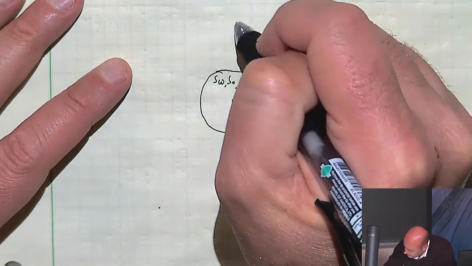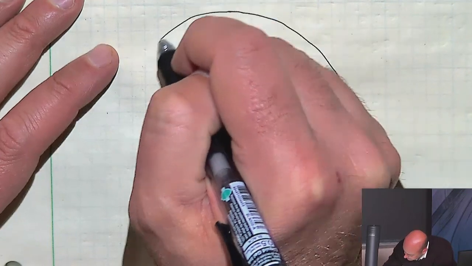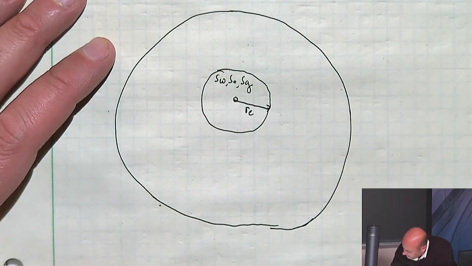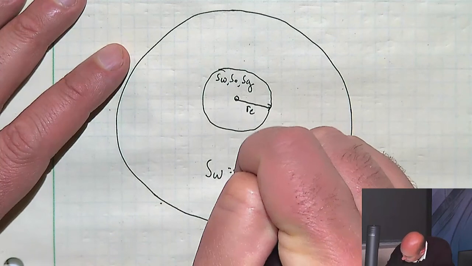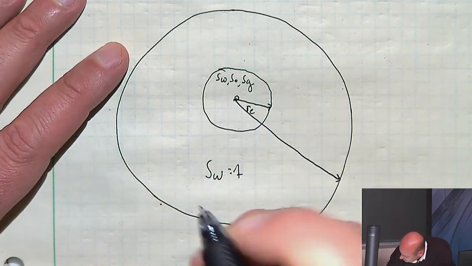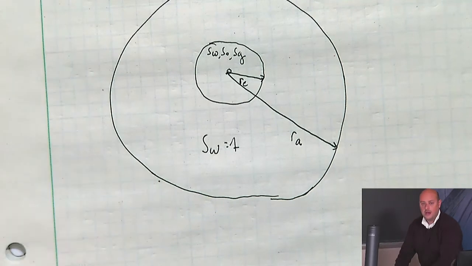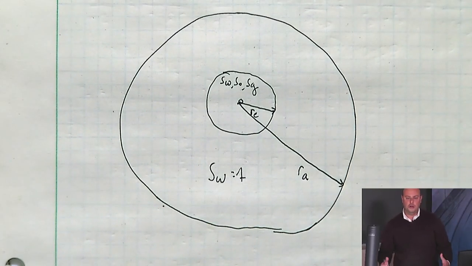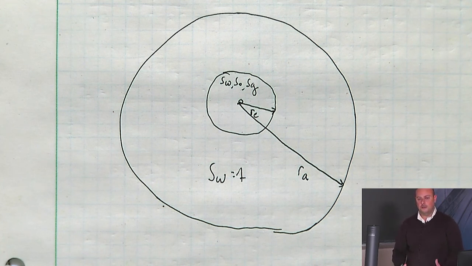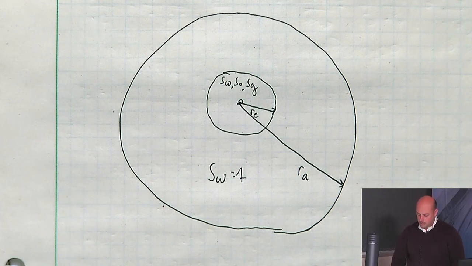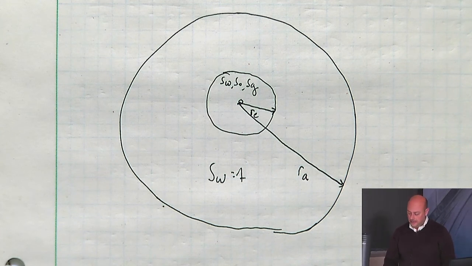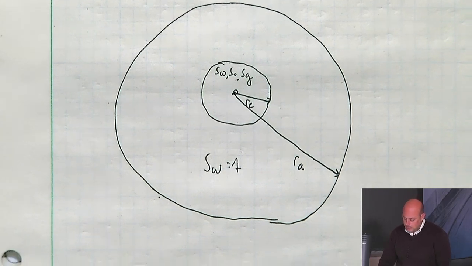That's the reservoir, and then in the outer region, we're going to have our aquifer, and Sw is equal to 1, and we'll say the radius is ra, the radius of the aquifer. So that's how we conceptually view it. Now, of course, no reservoir is perfectly cylindrical, no aquifer is a perfect cylinder, but nonetheless, this is how we conceptually view these models, and it's fairly easy to correct for the irregular geometries.